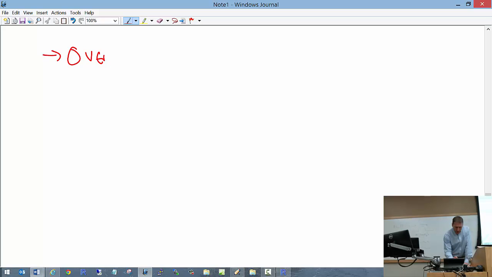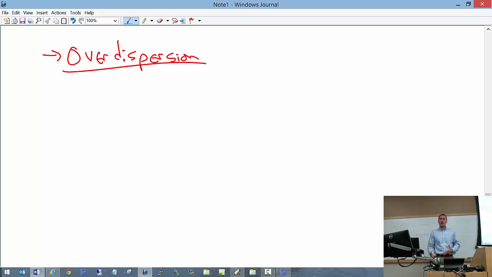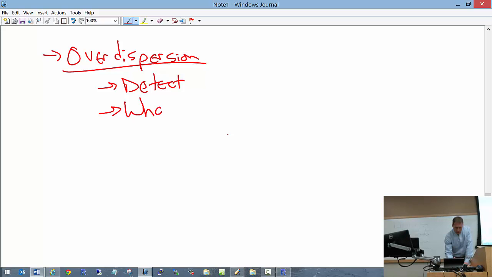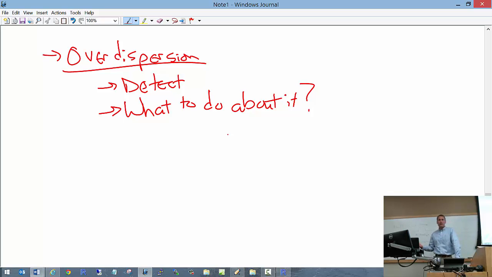Then we talked about one specific problem that sometimes happens. You have overdispersion. That basically means that you have more variability in your data than what the model says you should. Make sure that you understand how to detect it, and then what to do about it. I gave you a list of 5 things about what you could do about it. We've actually talked about all 5 now. We focused in this particular section on 2 of them.